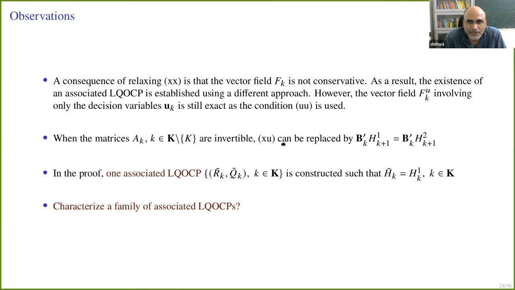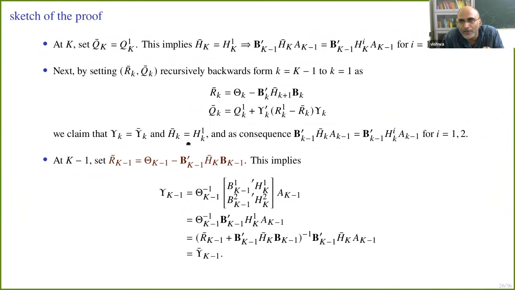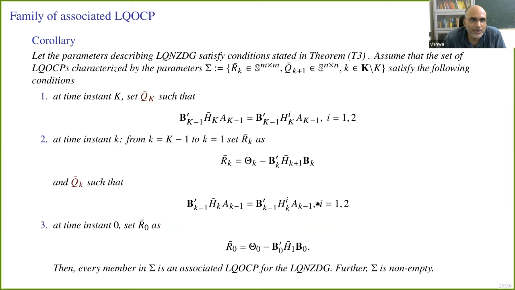So that's what we do next, in the sense we exploit that freedom, because the condition that I require is this condition, not a more strict condition. In the proof, we used a strict condition to get one particular choice, but in fact, this is what is required. So there is a lot more freedom here, and we can exploit that to generate a larger class of optimal control problems.